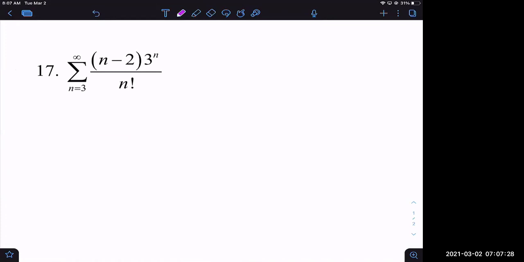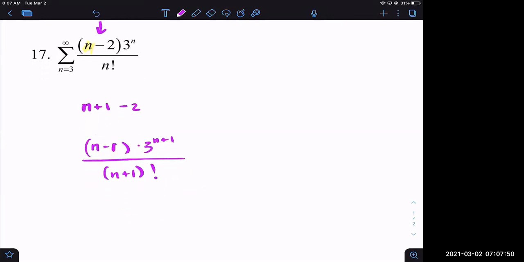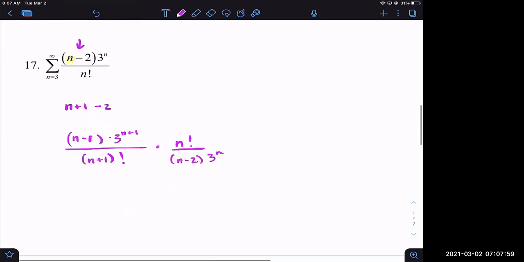So I'm going to change n to n plus 1. If I change n to n plus 1, I'd have n plus 1 minus 2. I'm just going to simplify and say that's n minus 1. So that's this term when I've replaced n with n plus 1. Then the next one would be 3 to the n plus 1. The denominator quantity, make sure you keep it in parentheses, factorial. So there's the n plus 1 term. I divide it by the nth term, or flip and multiply. So I get to here.